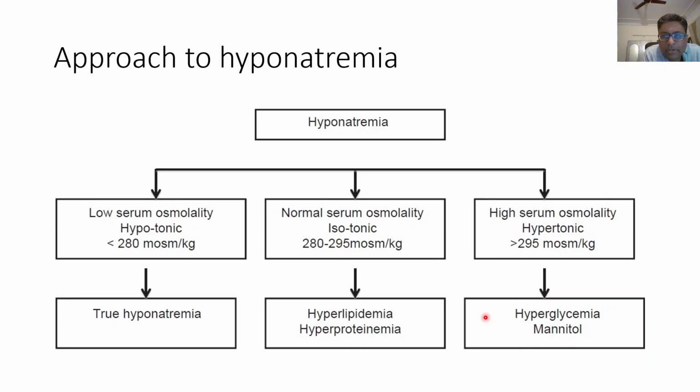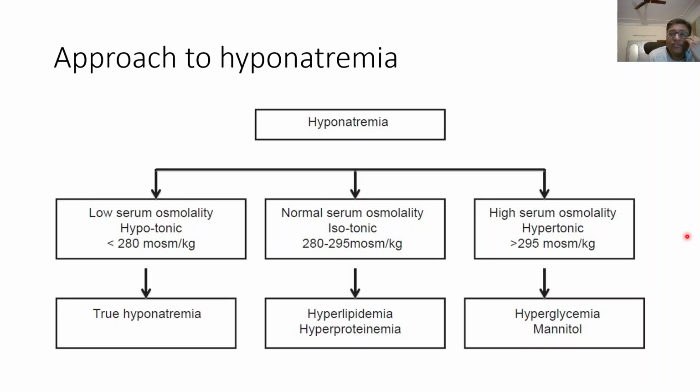Now, coming to hyponatremia, it may be true hyponatremia or hypotonic, low osmolality, because sodium is the determinant of osmolality. If sodium is low, then osmolality should be low if it's true hyponatremia. So if you have low serum osmolality and low sodium, that's true hyponatremia. If you have normal serum osmolality of 280 to 295 and hyponatremia, this may be because of some measurement problems, like in hyperlipidemia or hyperproteinemia, where the diluted segment is measured in a way that you get falsely low sodium levels.